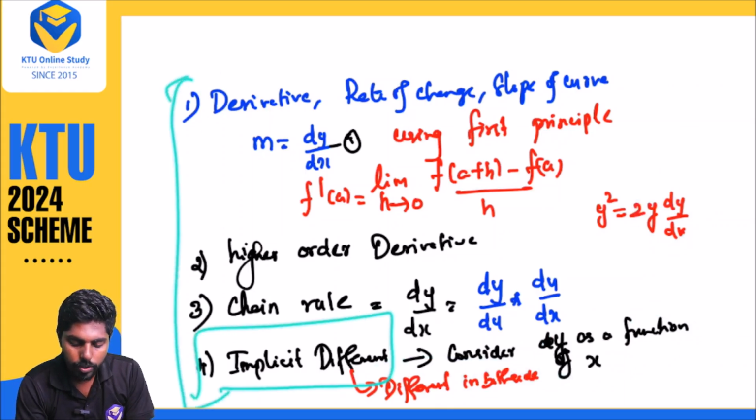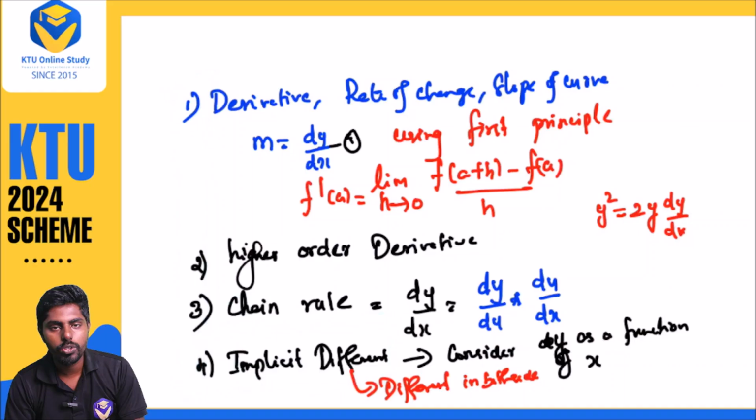So these are the four topics we have covered. From these topics you can expect a 2 mark or a 3 mark sum.